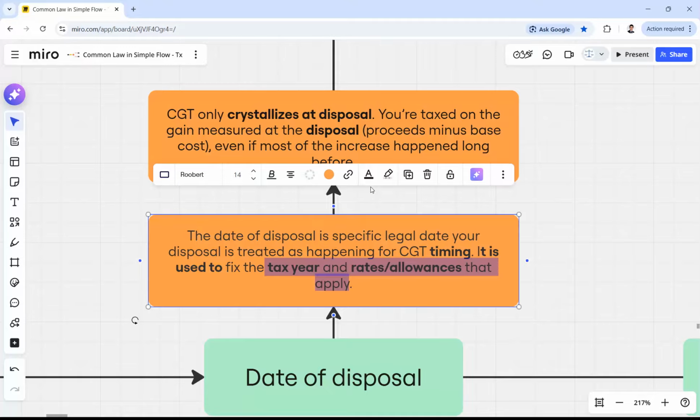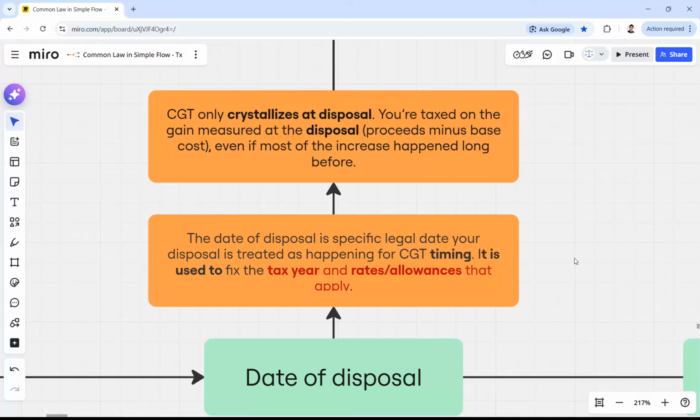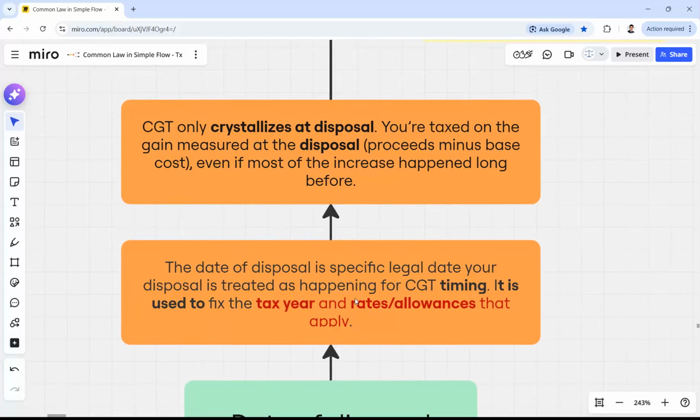So let's say you had a huge gain very early, like 20 years ago, and back then the tax rates were lower and the allowances were higher, and now the tax rates are pretty high and the allowances are very low. You are still taxed with rates and allowances for this year and not back then. So the disposal itself will crystallize the capital gains tax.